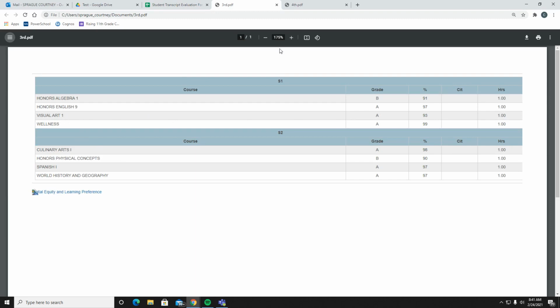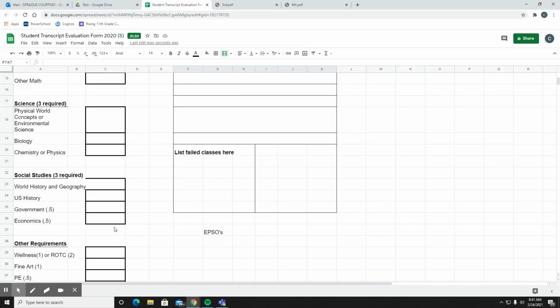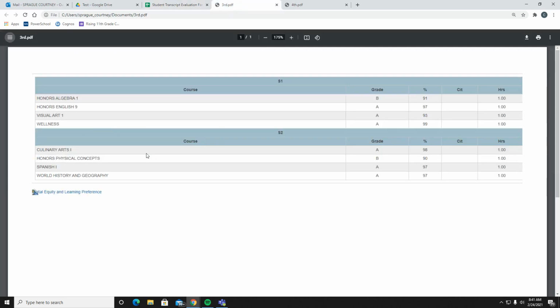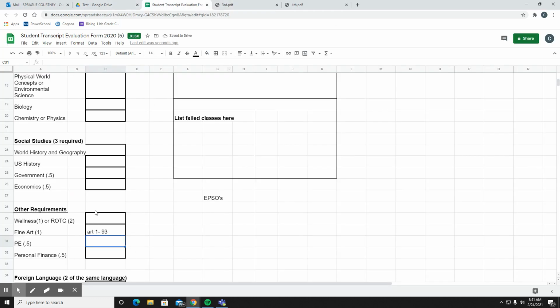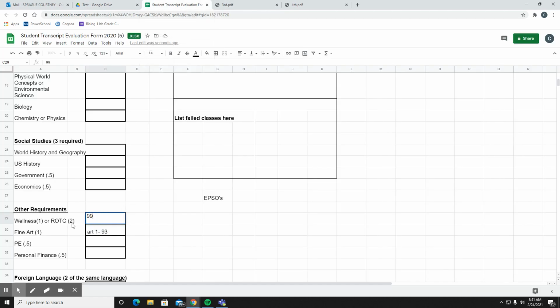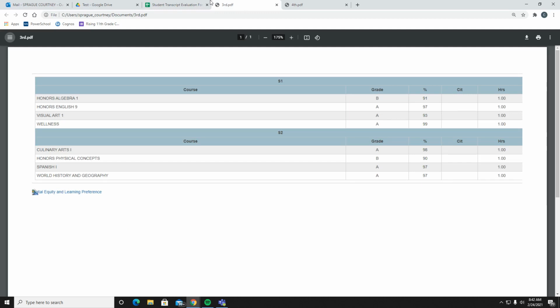So let's do art 1. We have a 93. And that falls into the fine art. And you know what, we could even write art 1, 93, just so that we can remember that it was the art class. Wellness, 99. If I had taken JROTC, we have to have 2 credits of JROTC, so then we would look at both of the grades. So we would say 80, and we also got a 90 the next semester. So we would put both because we took both.